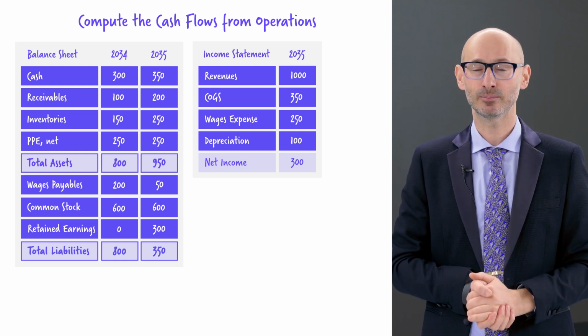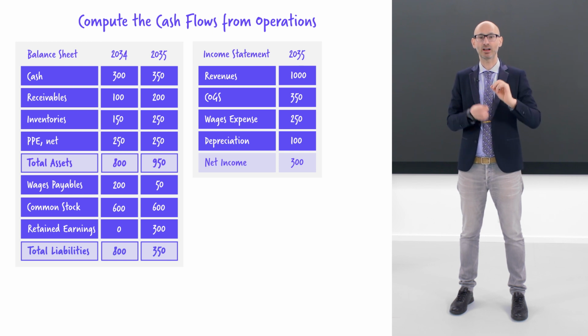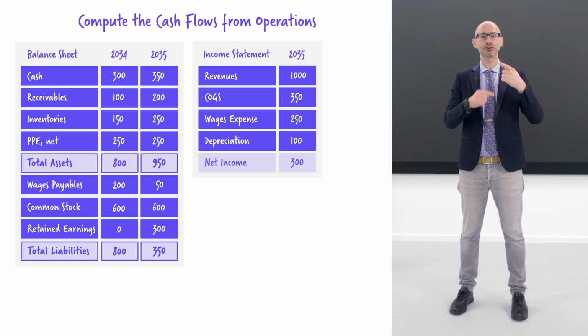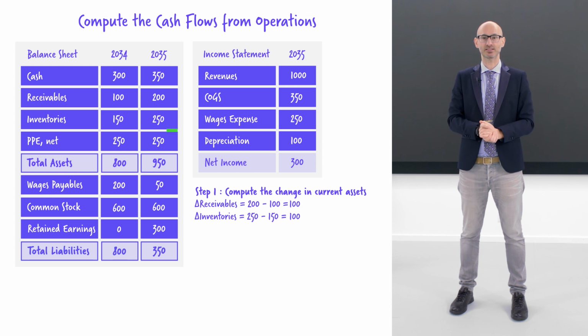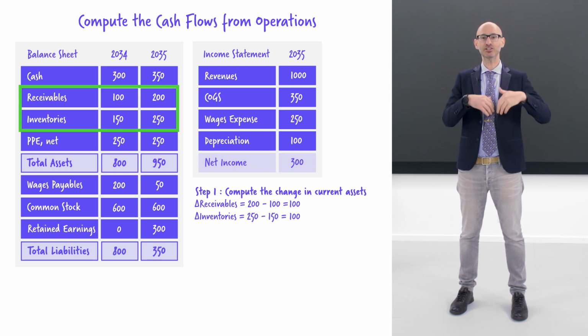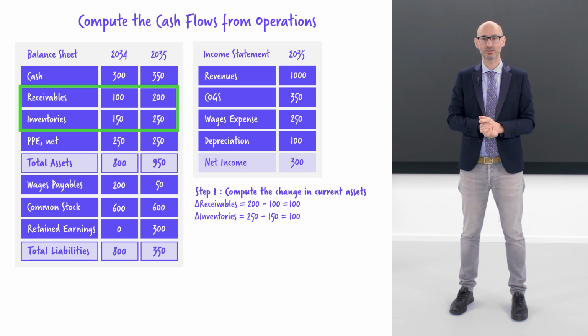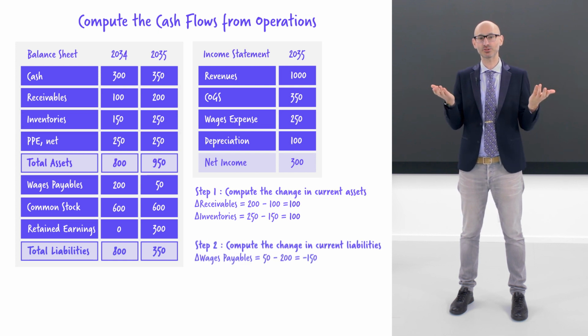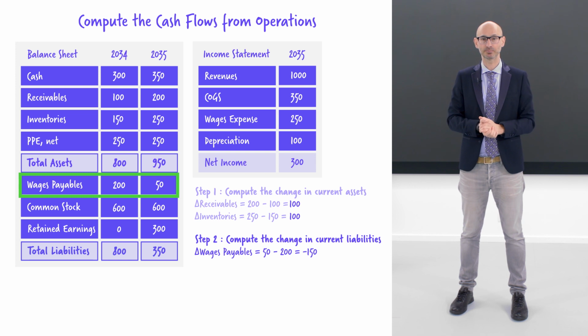Pause and think. The steps you have to follow are pretty standard. First, calculate the change in operating assets. The operating assets that you have are 100 for receivables and 100 for inventories. Next, calculate the change in operating liabilities. The only one that you have is wages, and that number is 150.